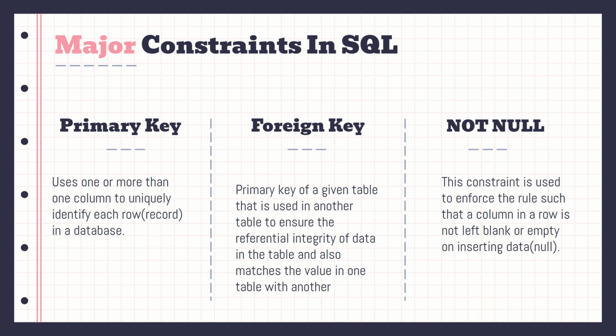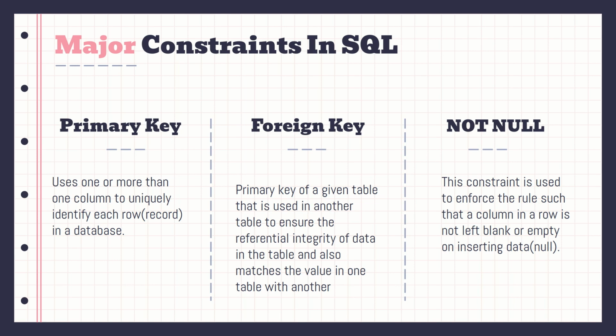So let's look at what a primary key is. It uses one or more columns to uniquely identify each row. Whatever information we use to identify each row uniquely, we call it a primary key. So a primary key is just used to identify each row inside of a database uniquely, and that's what the primary key is. And let's look at what a foreign key is.